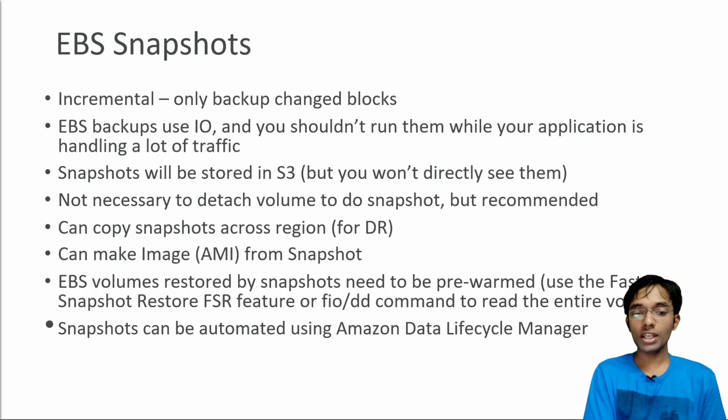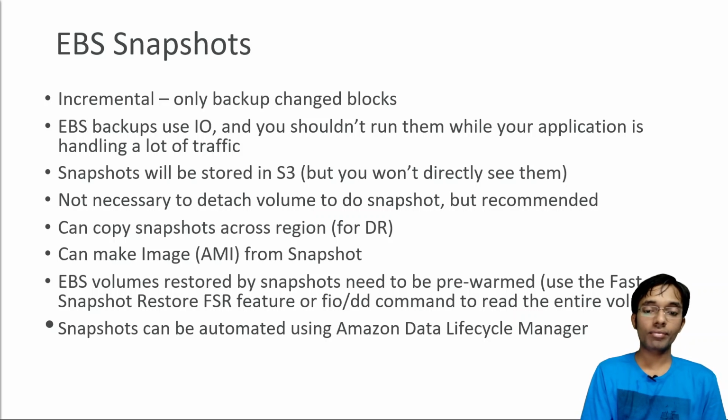Now, when you restore an EBS volume, especially large ones, you need to pre-warm them. That means you need to read all the blocks to have the maximum performance. To do so, you have two ways of doing it. The first one is using a newer feature of AWS, because that was a very popular request. It's called fast snapshot restore, FSR for short.